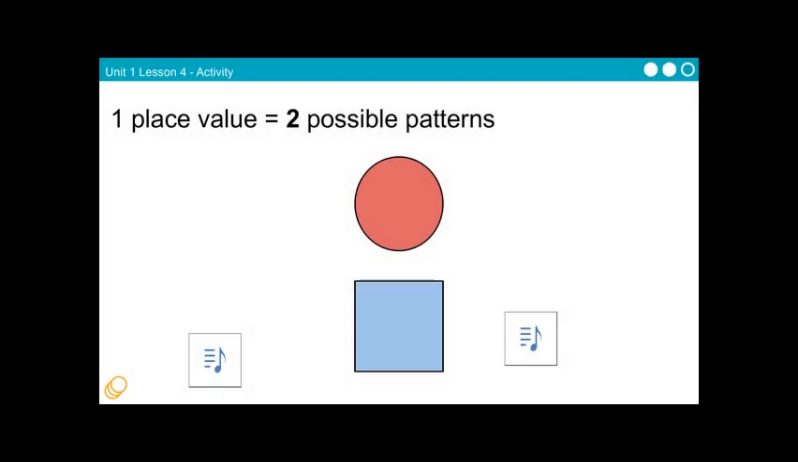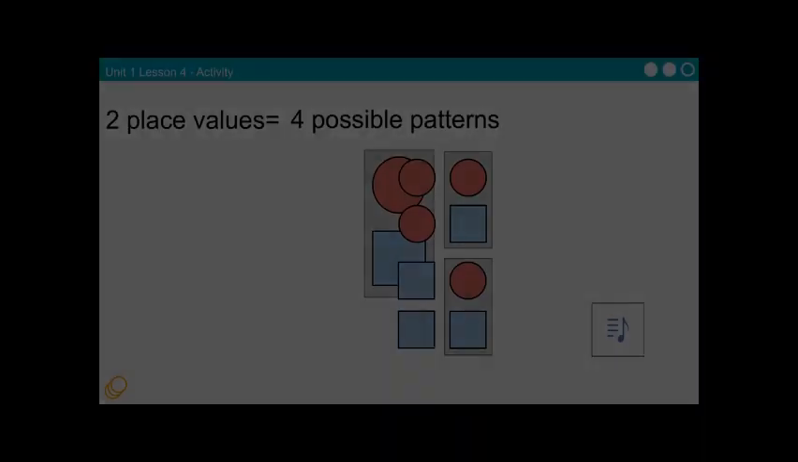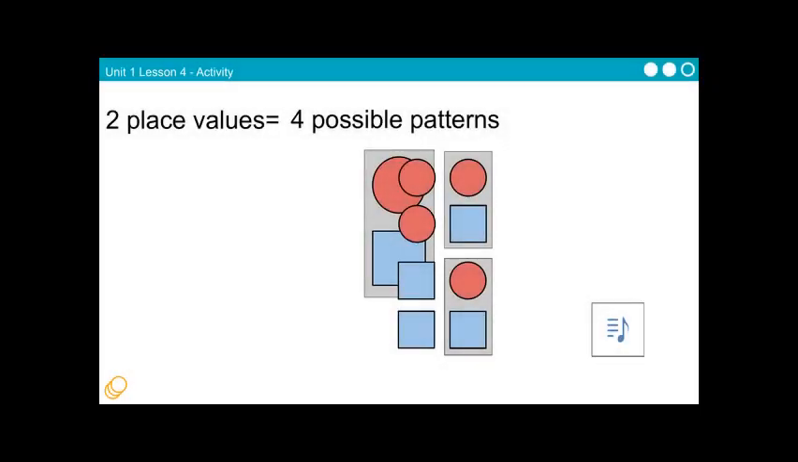As we saw in our last class, if we only had one place value and two shapes, there are only two possible patterns we can get, either a circle or a square. What if we have two place values? In that case, we can make two sets of the previous patterns. Then insert circles in front of the first set and squares in front of the second set. This makes four possible patterns.